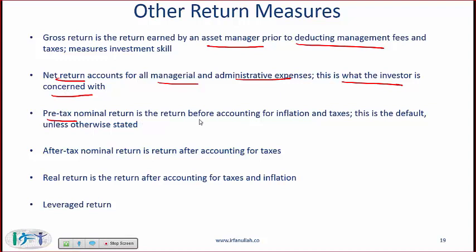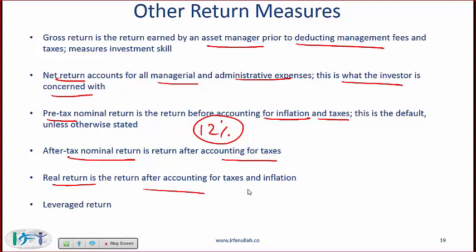Pre-tax nominal return is the return before accounting for inflation and taxes. So if a fund says that they have a 12% return and don't say anything else, the default is that this is a nominal return and this is pre-tax, because obviously the fund doesn't know what your individual tax bracket is. After tax nominal return is the return after accounting for taxes. Obviously real return is the return after accounting for taxes and inflation.